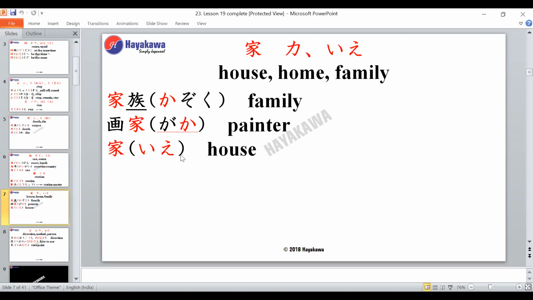Similarly, when you say ie, the word for house, ie is this kanji. Okay, any doubts regarding this kanji? So shall we move ahead?